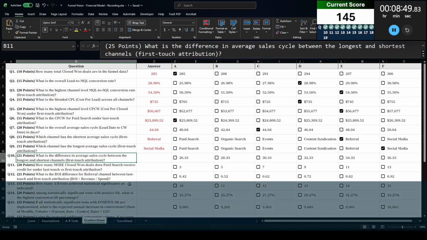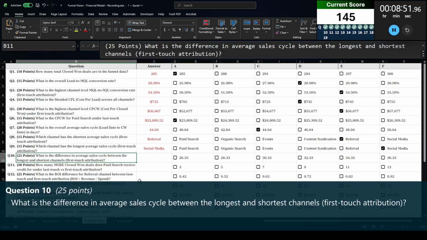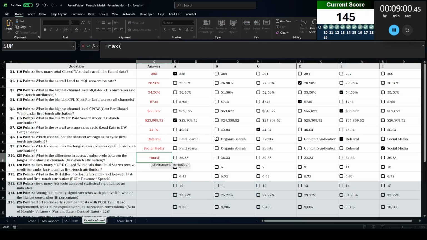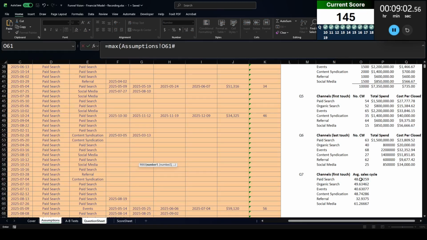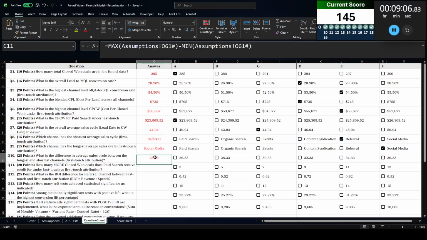Okay, cool. Question 10. What is the difference in average sales cycle between the longest and shortest channels using first touch attribution? Okay, well, let's just find the difference between the maximum of these numbers and the minimum of these numbers. I get 28.33 days for that difference.